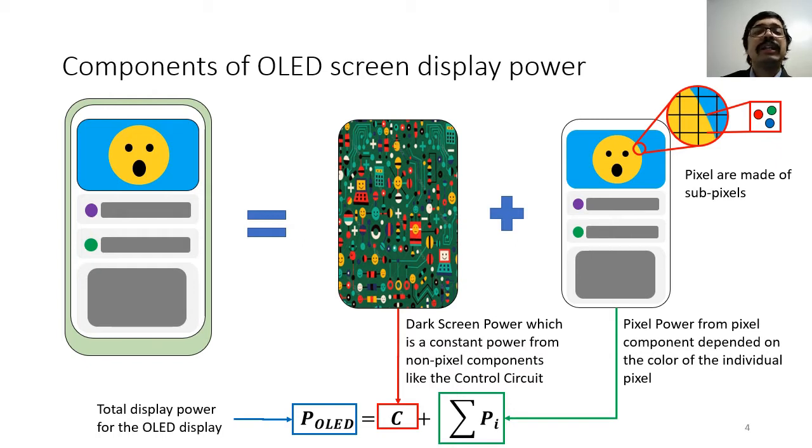The pixel power depends on the color they are displaying. The total pixel power is found by adding up the pixel power consumed by all pixels on the screen. The total display power for the OLED display is the sum of the dark screen power and the pixel power. The challenge here is to model the pixel power component. To model the pixel power component, we characterize the OLED display. Before getting into the characterization of the display, let's see how to measure OLED display power components accurately.